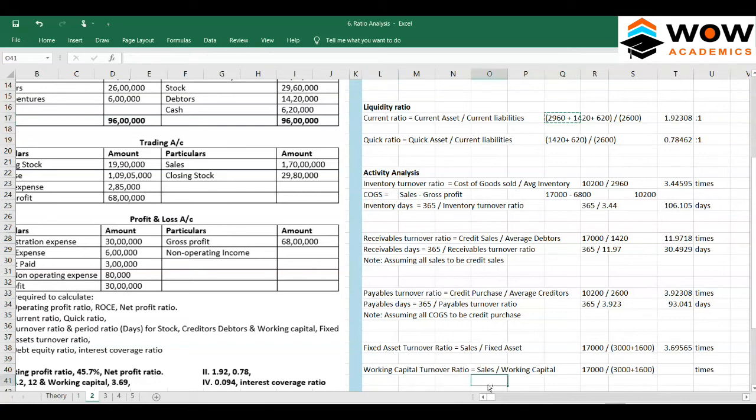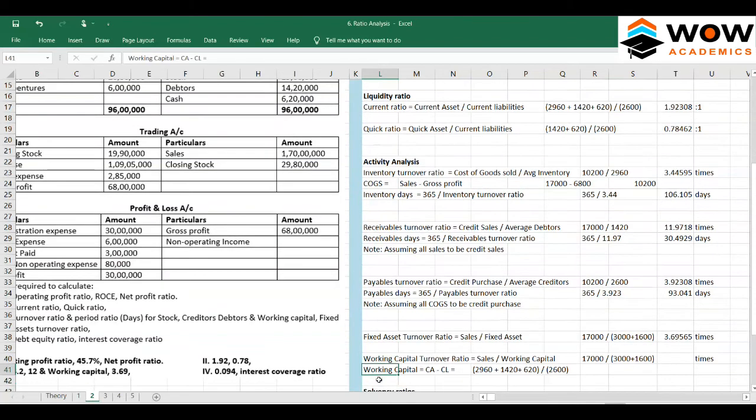So first what we'll do, we'll get the working capital number. So working capital is CA minus CL. Okay, so let's get the working capital number. Working capital is 2400.